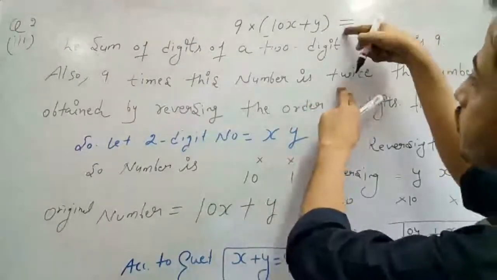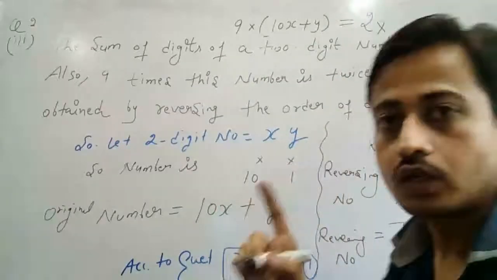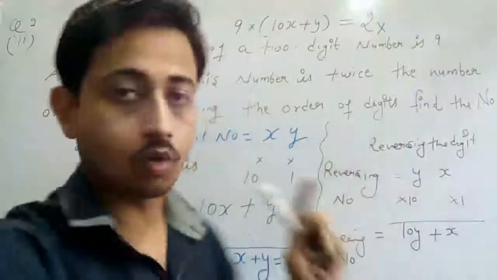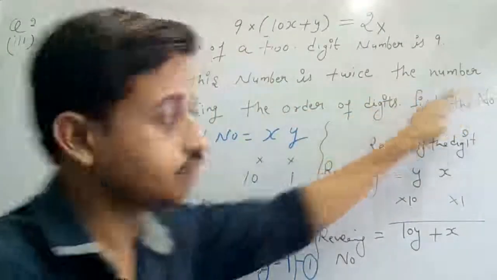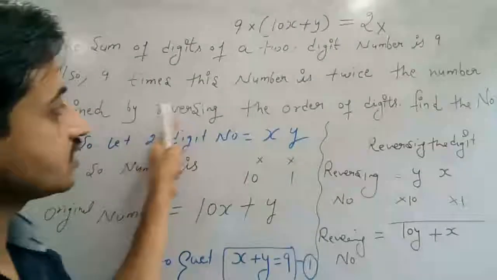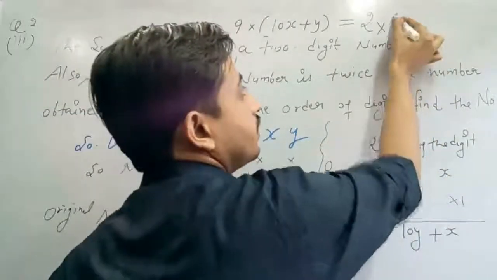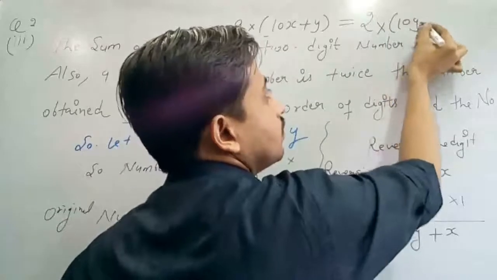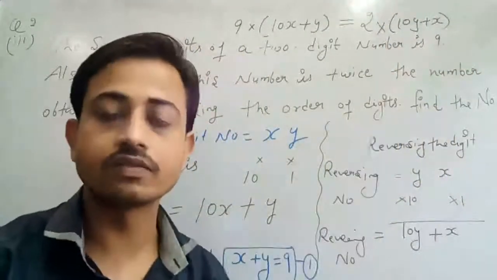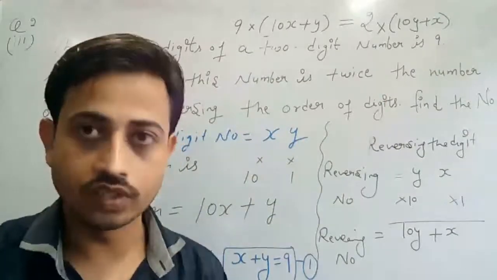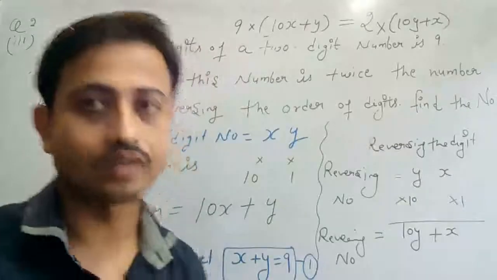Is means equal. Twice means 2 times. Now read the next part: is twice the number obtained by reversing. The reversed number is what? 10y plus x. So I am writing here 10y plus x. So this gives us the second equation. I hope you understand this. So please make a note.